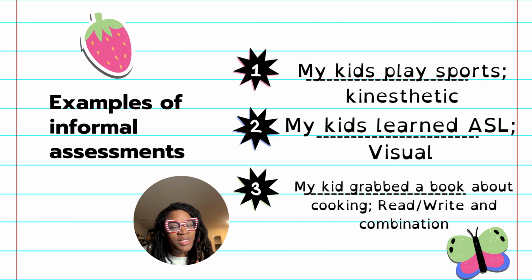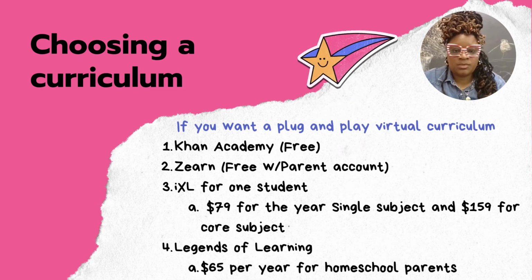Another one that may be a little sneaky, but a great way to tell, is if your child likes to grab a cookbook or look at a recipe and start making items. That is a read write scholar, because they have to one be able to read the instructions and two be able to comprehend those instructions. These are just some quick informal assessments I can use. There are plenty out there, but feel free to use whichever one works best for you.